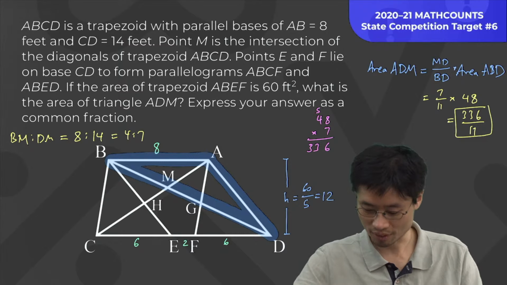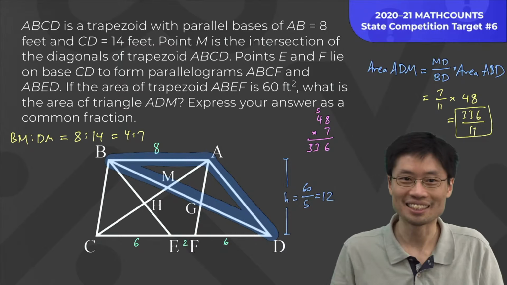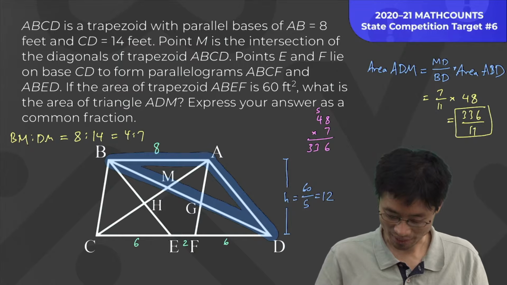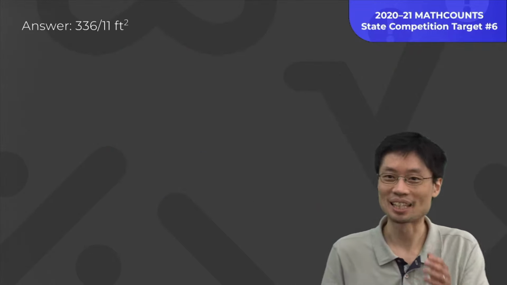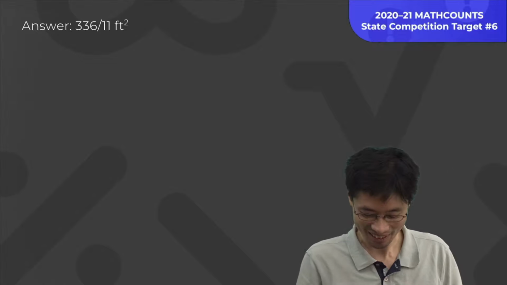And that should be the area of triangle ADM. Let's see if this is right. 336 over 11. It is! Oh, good. And again, I was scared because I saw someone in the chat said, no. And I was hoping that it wasn't talking about me.